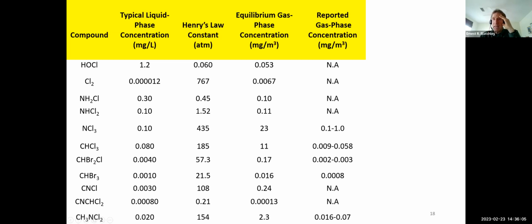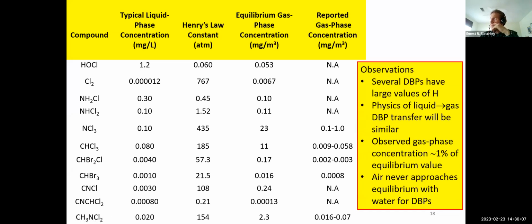So there are some common lessons that show up from this. First, there are several of these disinfection byproducts that have relatively large values of Henry's law constants. And from that, that suggests that their physics of transfer will be the same. In other words, if we develop a model to describe the transfer of trichloramine, we should expect that model to work for the other volatile compounds as well.